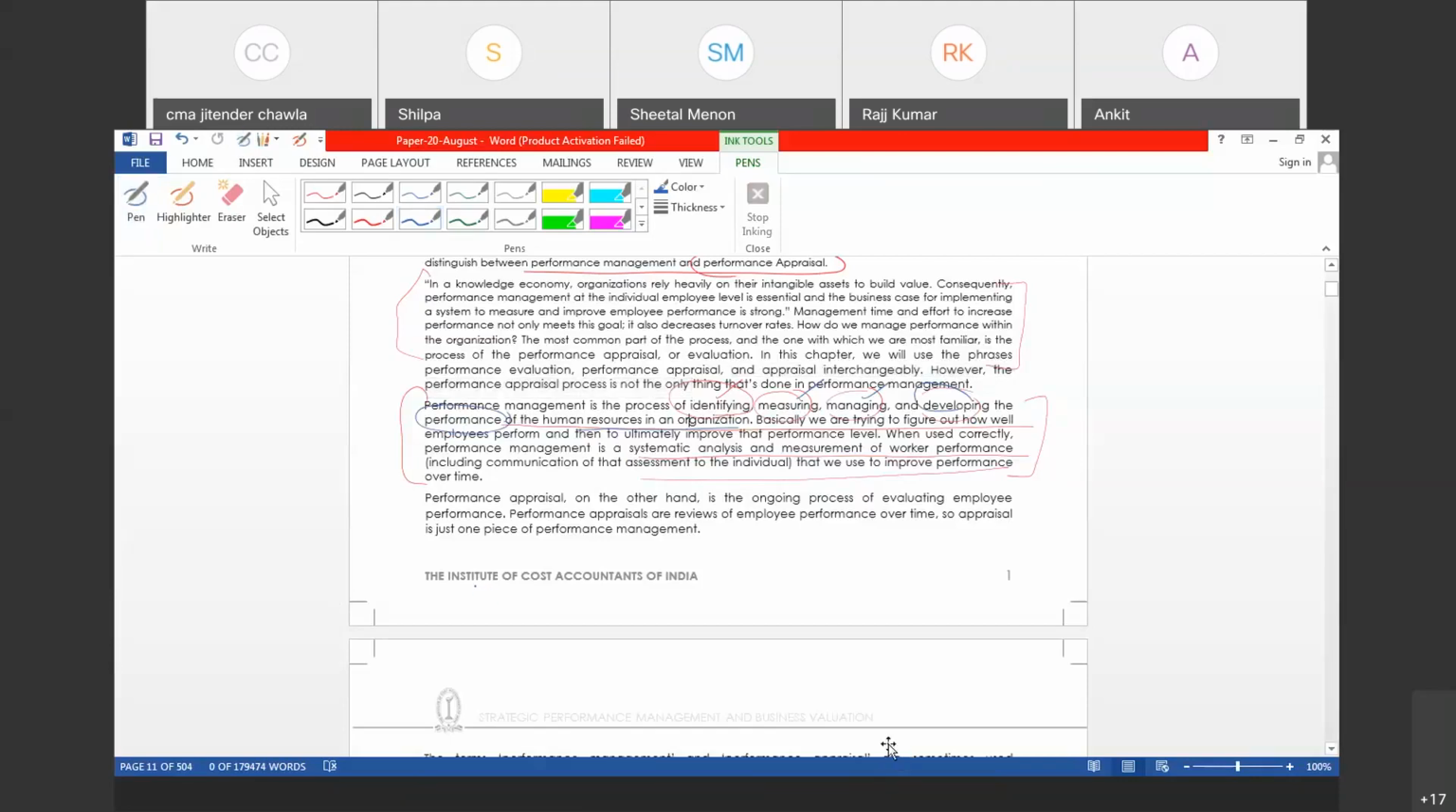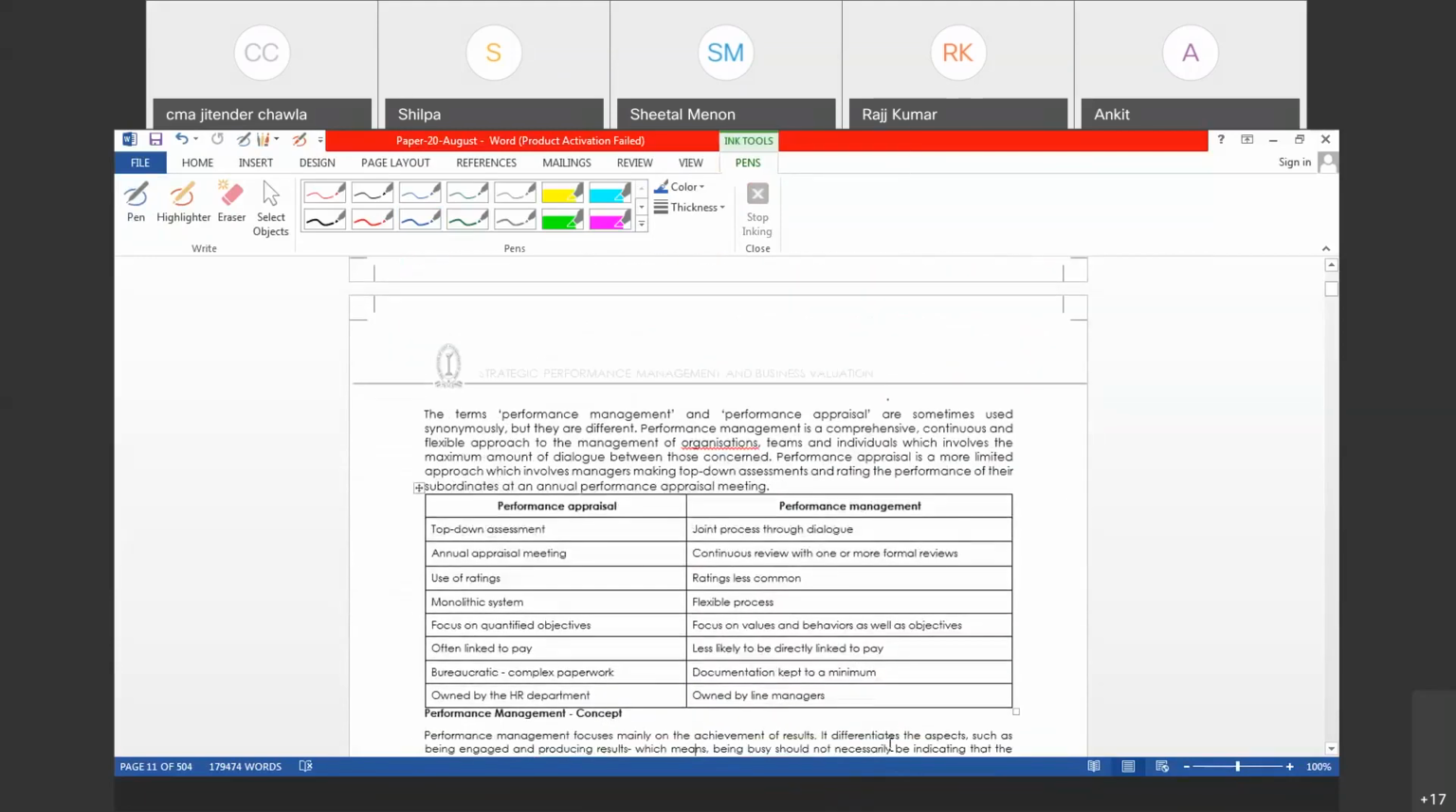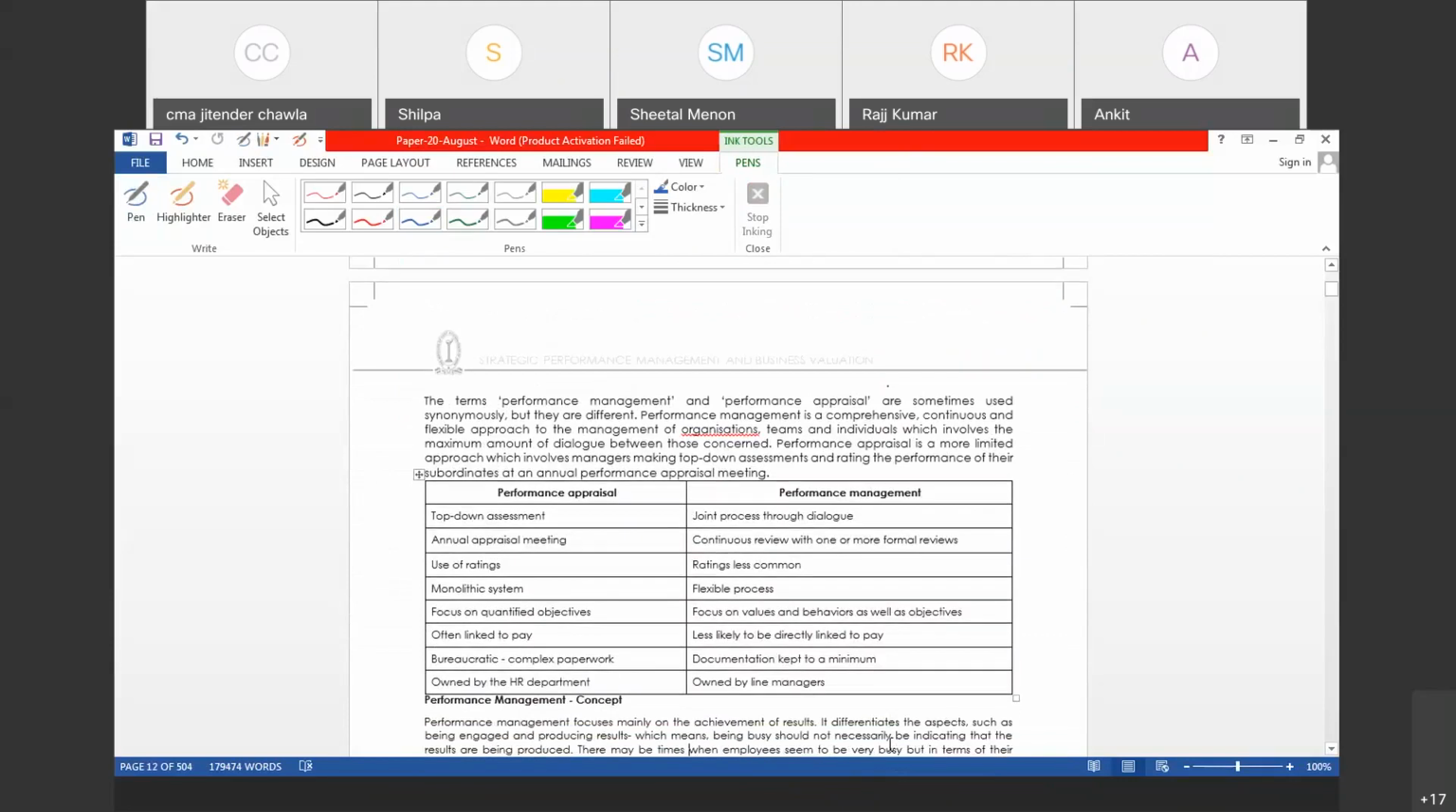So there is a difference between performance appraisal and performance management. I already talked about performance management, right? Performance appraisal is a little narrower concept as compared to performance management, right? Performance management is basically related to overall activities: planning, continuous evaluation, reviews, rating, and it is an ongoing process, not a short-term process, it's a long-term process.